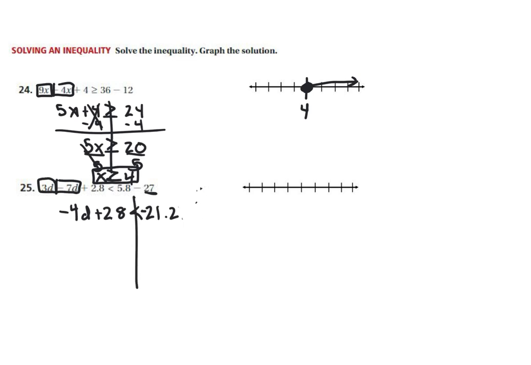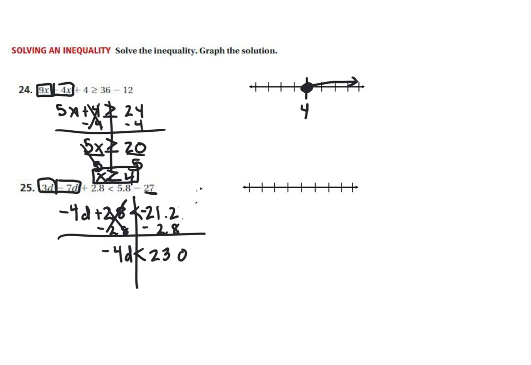And now we'll solve from there. We're going to take away 2.8 from both sides. When we do that, make sure the decimals are lined up. On the left side, we end up with negative 4d. On the right side, we're actually going to add these. We have negative 21, and we're taking away 2 more.